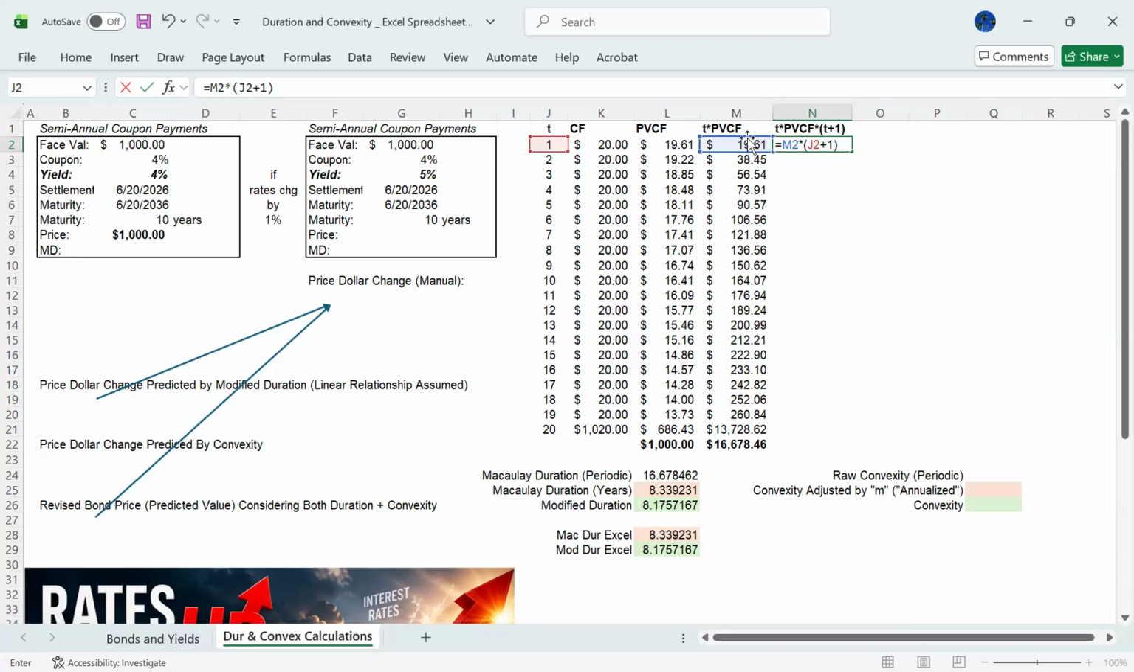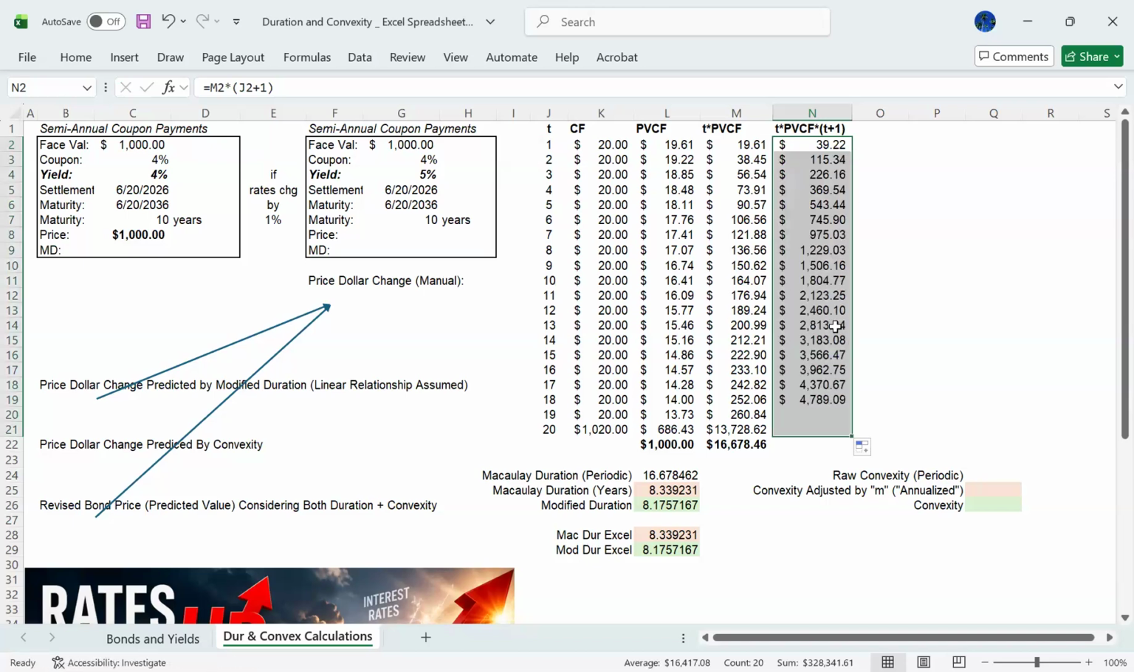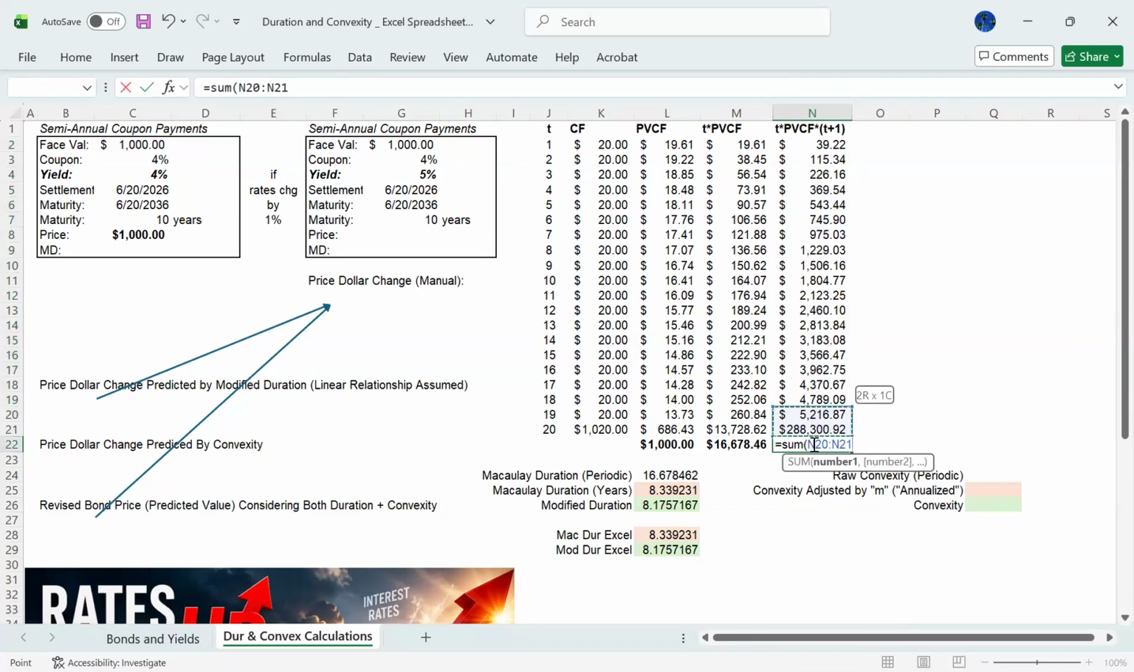So we use the values in column M, multiply by T plus 1, and that's it. We can now scroll down and then add them up. Now there's the similarity between convexity and duration. I'm going to call this raw convexity, periodic convexity, quote unquote. You're going to do the same thing we did for Macaulay duration: we divide this large number by the price of the bond.